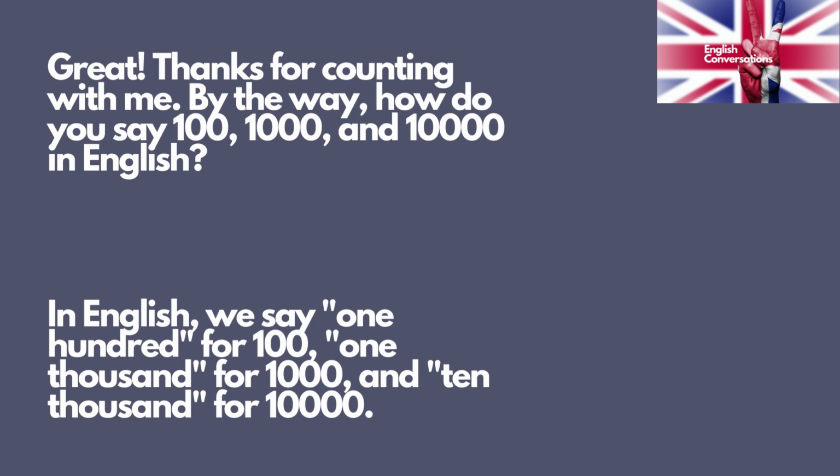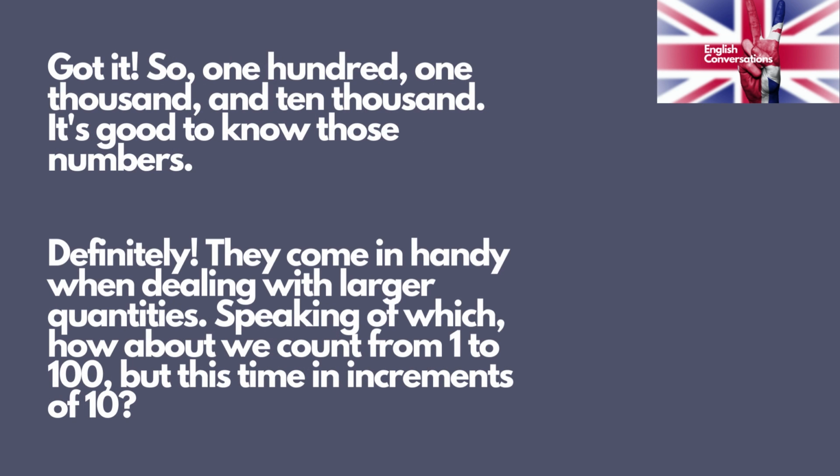By the way, how do you say 100, 1000, and 10,000 in English? In English, we say 100 for 100, 1000 for 1000, and 10,000 for 10,000. Got it! So, 100, 1000, and 10,000. It's good to know those numbers. Definitely. They come in handy when dealing with larger quantities.